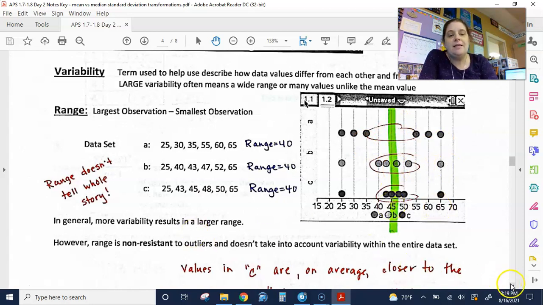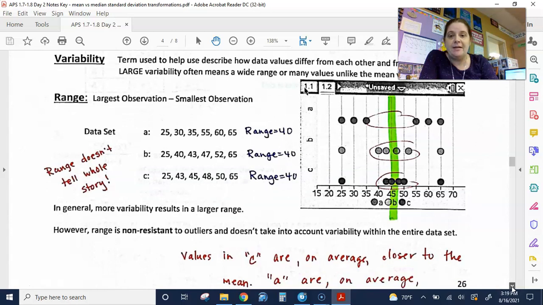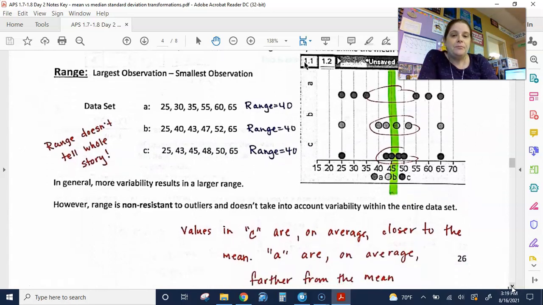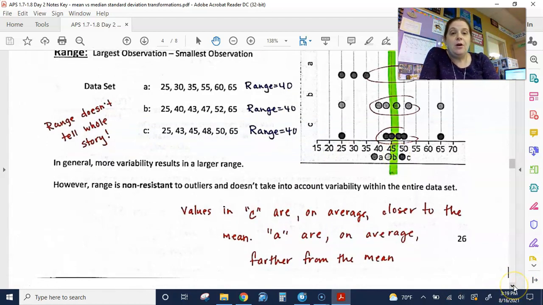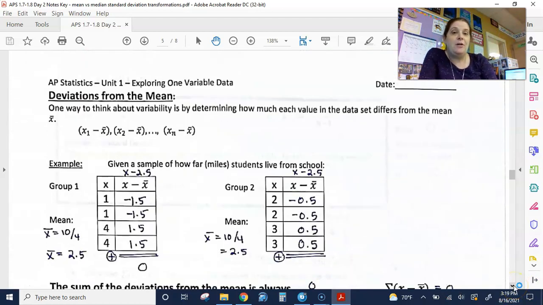So I basically need a way to mathematically say that the values in data set C are closer to the mean, and the values in data set A are farther away from the mean. Or in other words, I need something that's talking about the spread in the middle with respect to that mean value. So I might start off, and if I want to know how a data set differs from the mean, I could literally check to see how it differs from the mean, like find the difference between each value and the average.